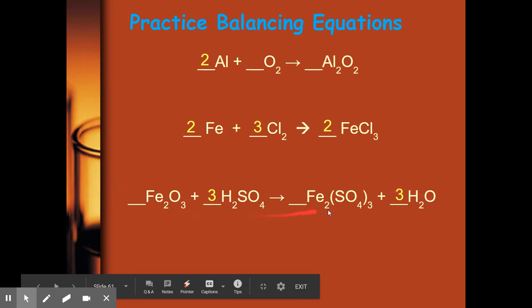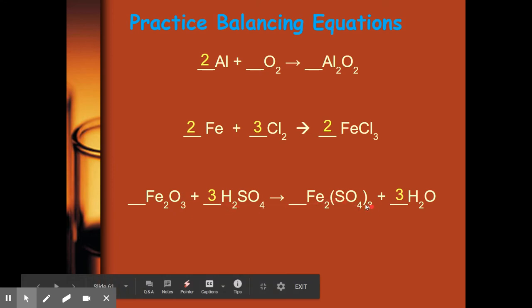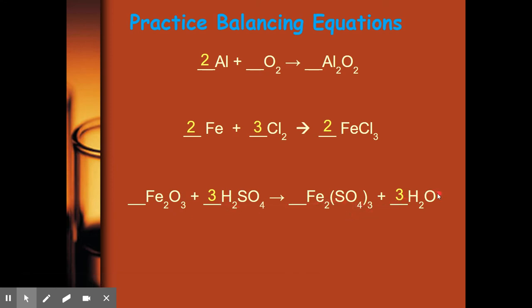Now we have our oxygens. Hopefully the oxygens just work themselves out. So if I look here, I've got 3 oxygens in Fe2O3. I've got 12 oxygens in H2SO4. So 3 plus 12 is 15 on the left side. Over here, I've got 12 oxygens here and 3 oxygens here for a total of 15. Sweet. If I were to ask you for the coefficients in this equation, you would write 1, 3, 1, 3. Or the sum of the coefficients is 8, because you have 4 on the left and 4 on the right. All right, let's try another one.